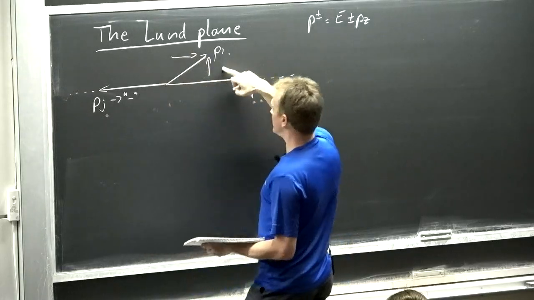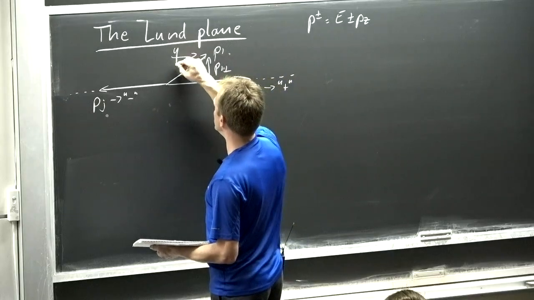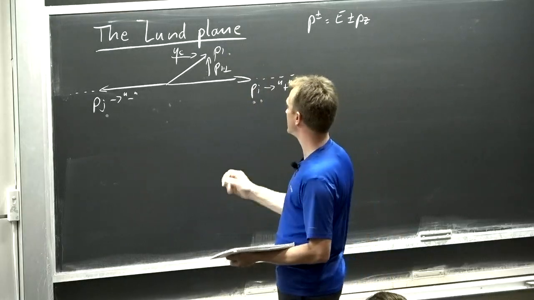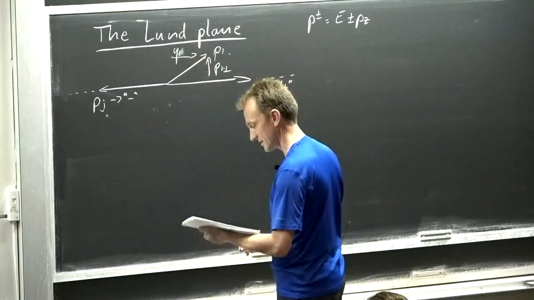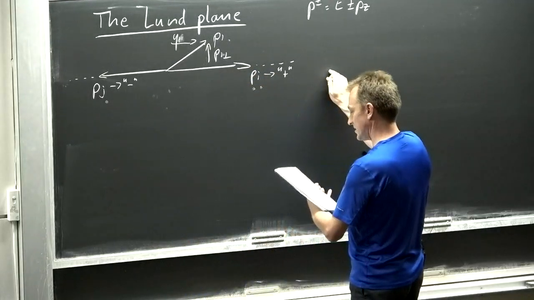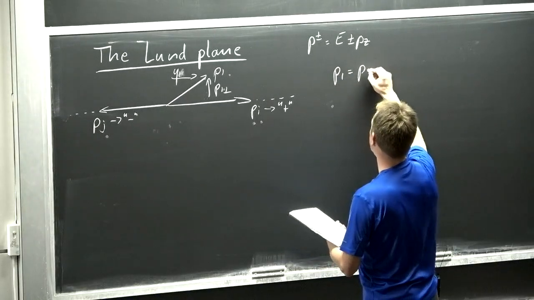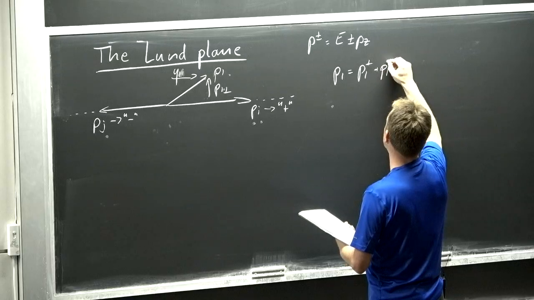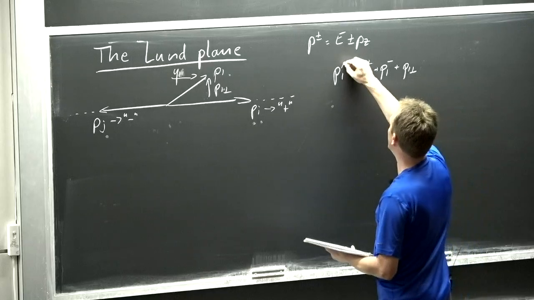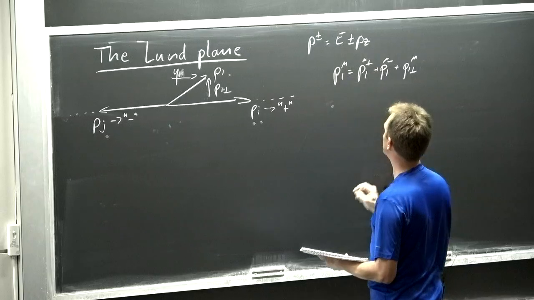And then the emission has a transverse momentum, so P1 perp, and a rapidity, which because everything is massless here, I call pseudo rapidity eta 1. Okay, so I can write my momentum P1 as a plus component, plus a minus component, plus a perp component. So these are supposed to be Lorentz indices, okay?